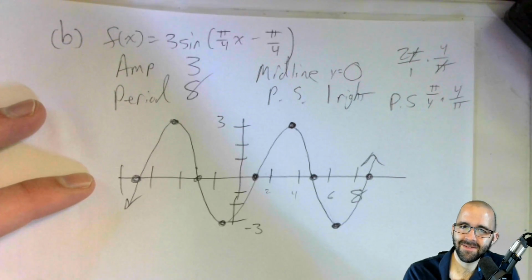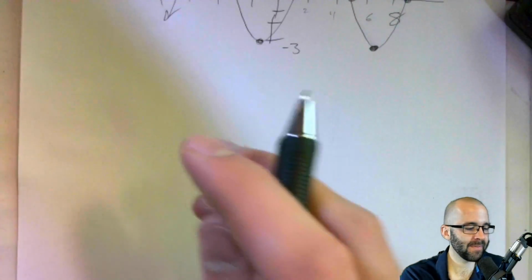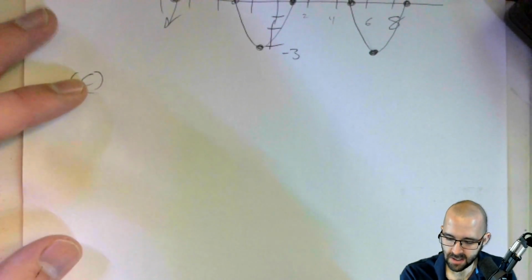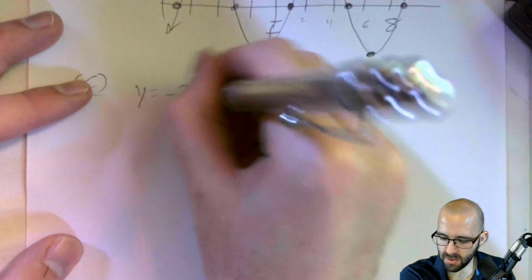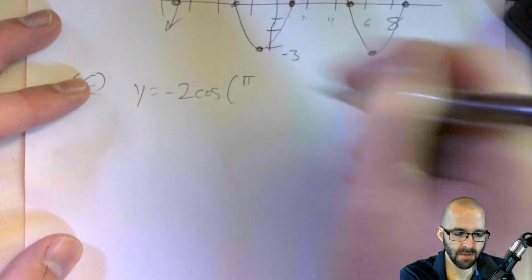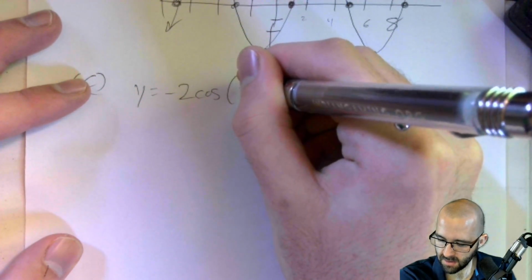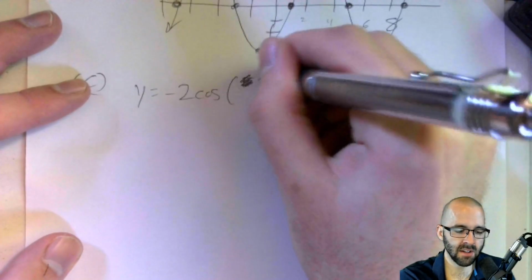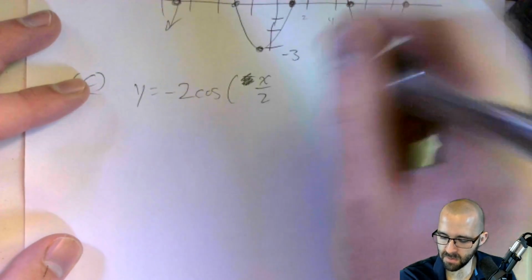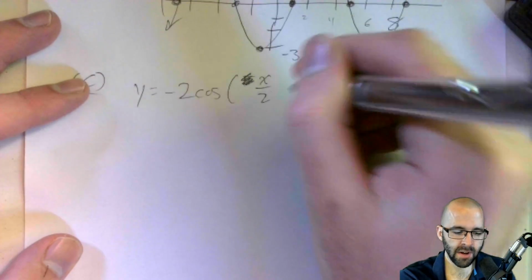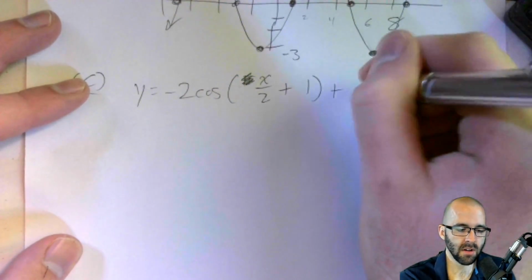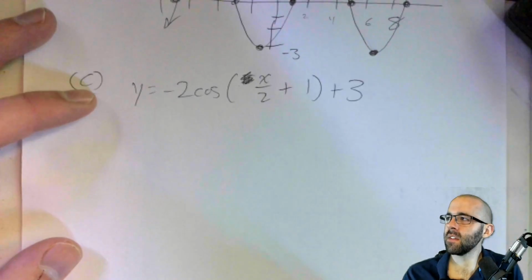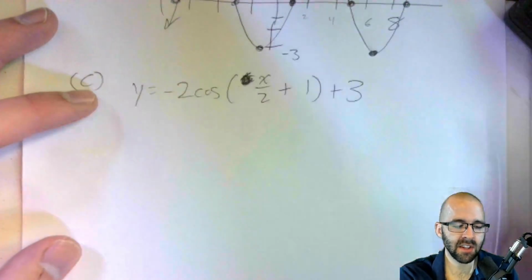Now let's get to part C, which is going to have a little bit more excitement. Part C is going to be y equals -2 cosine of... I'm going to change this problem actually. Show you something a little bit more similar to something you're going to see on your homework. X over 2 plus 1, all plus 3. I'm going to change this from what I was planning on using for the example.